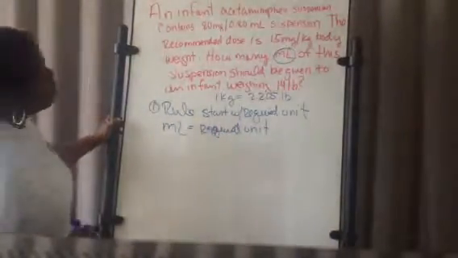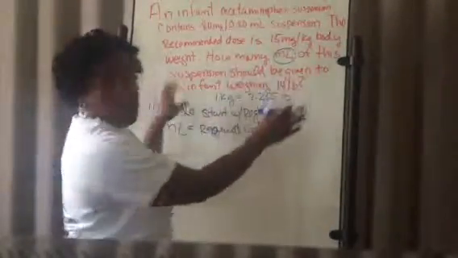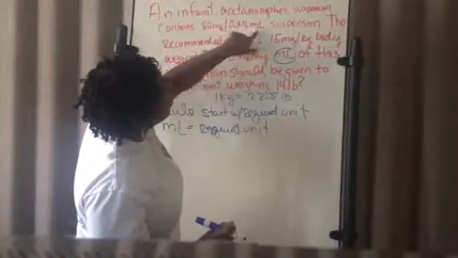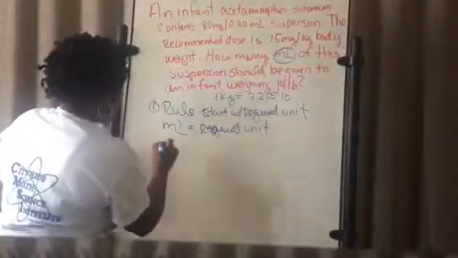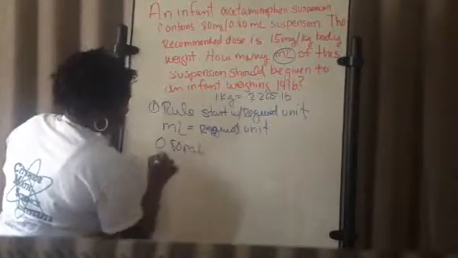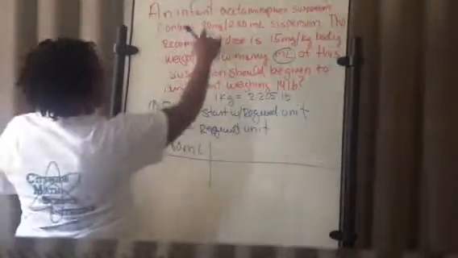Okay, so we're going to start with mLs. We look at our problem and we try to figure out what has mLs in it. Alright, so here, 80 mg per 0.80 mLs. So we're going to start with that: 0.80 mLs. That's going to be over 80 mg.